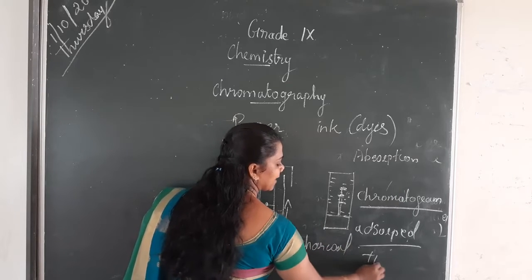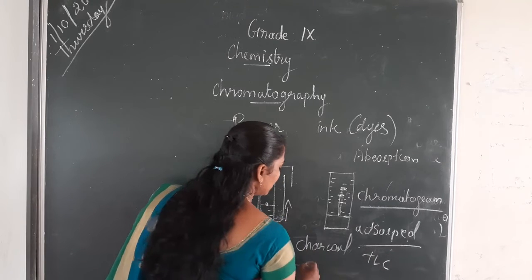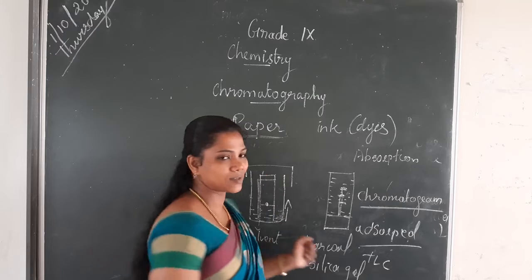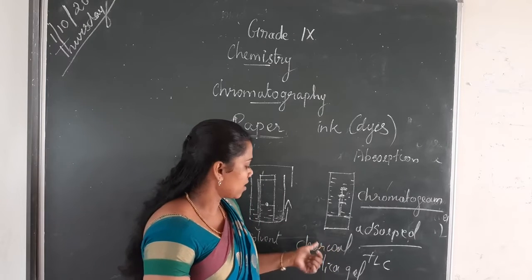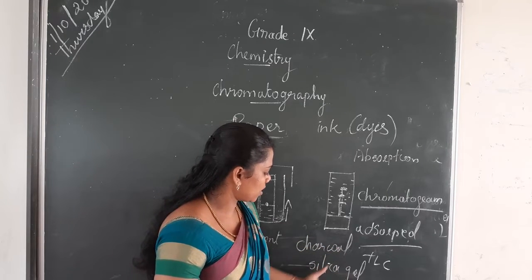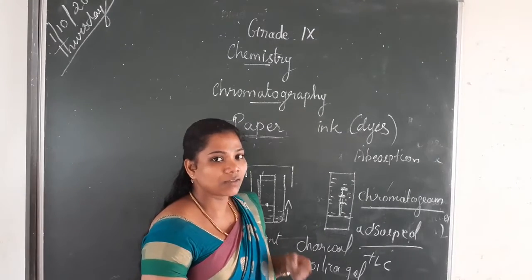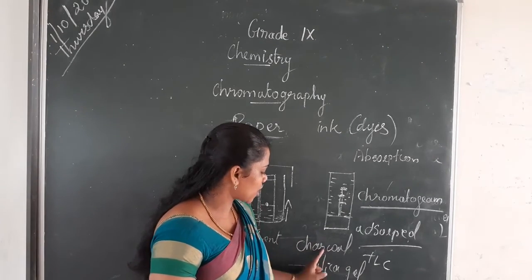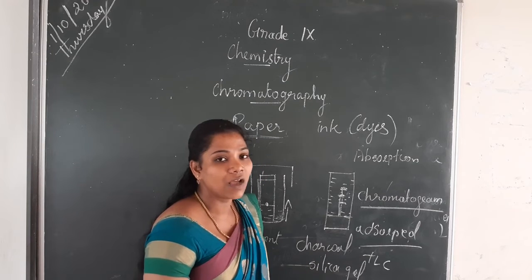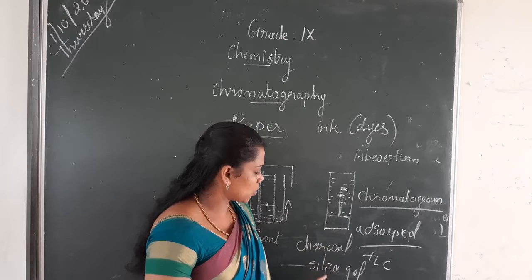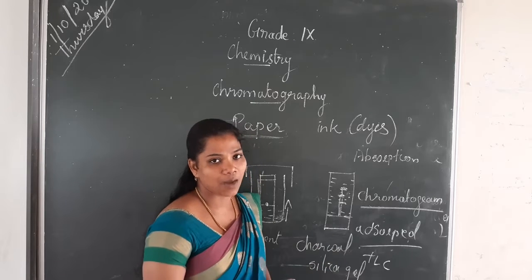So TLC, thin layer chromatography, is done with silica gel. These are all used as absorbent agents. Charcoal and silica gel can also be used as adsorbents, in which the components get adsorbed to the charcoal and silica gel based on their solubility. Other than paper, we can also use charcoal and silica gel for the separation of components.